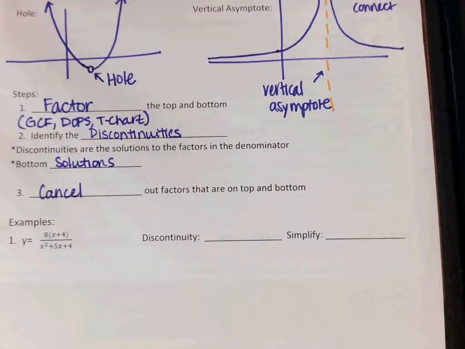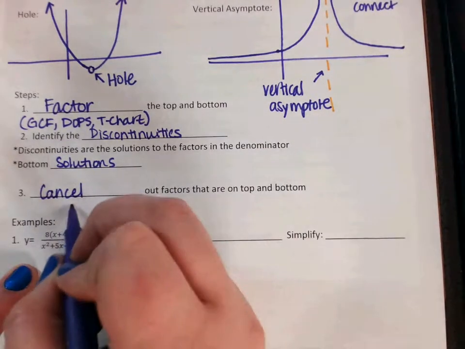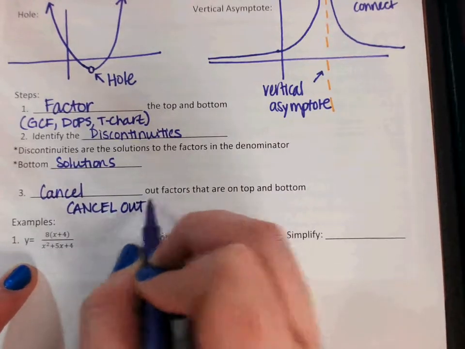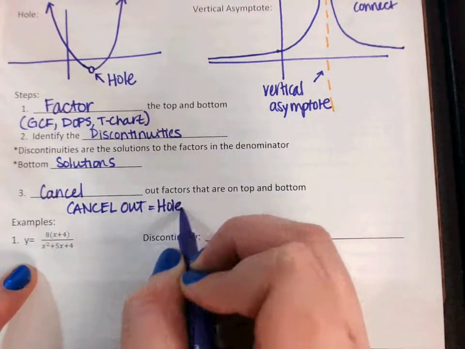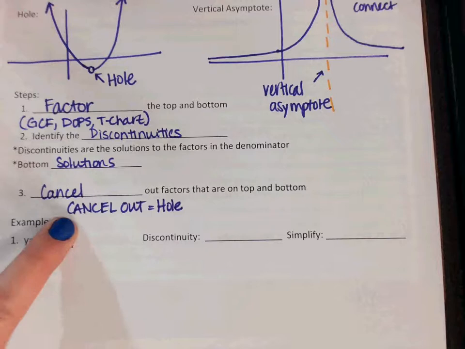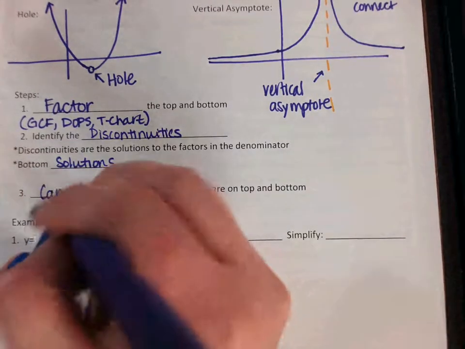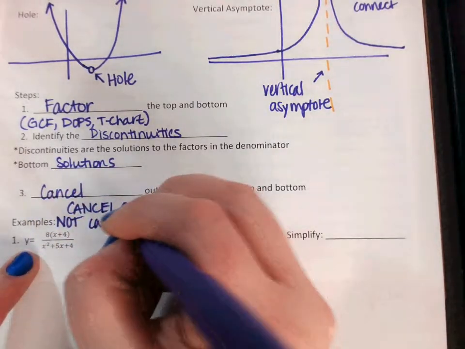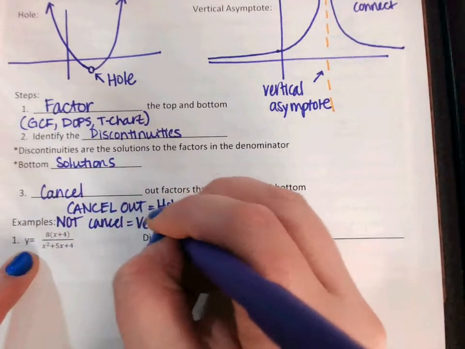And then you are going to cancel out any factors that are both on the top and the bottom. Now, here's the difference to know if it's an asymptote or a hole. If it cancels out, it is going to leave a hole in the graph. This is the important part. Put a star next to this. If it does not cancel out, then it is going to give you a vertical asymptote.